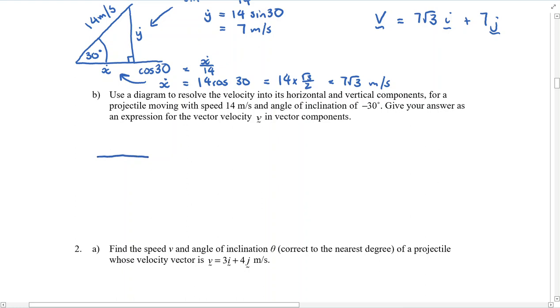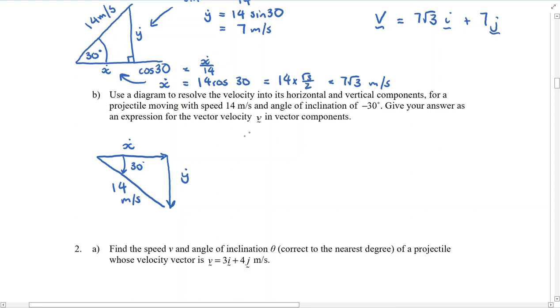This time, it's very similar to the last question. There's my horizontal ground, so there's going to be my velocity of my x going that direction. But this time my angle is negative, so it's going to be 30 degrees down. Now, I'm not going to put a negative 30 there, but it does mean that the y component of my velocity is going to be negative, doesn't it? So it's going down. It's still 14 on the hypotenuse, meters per second.